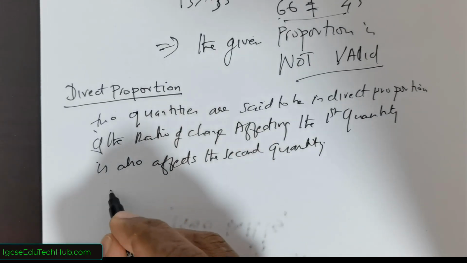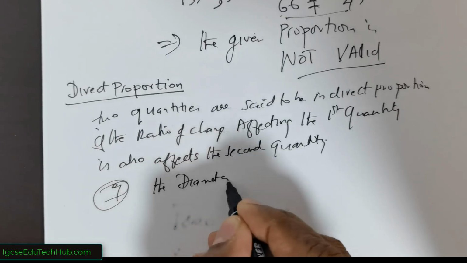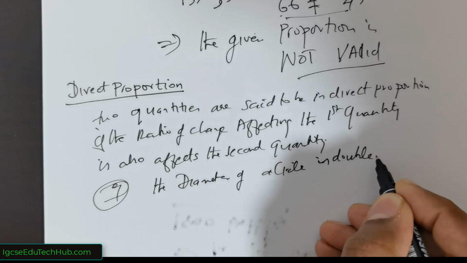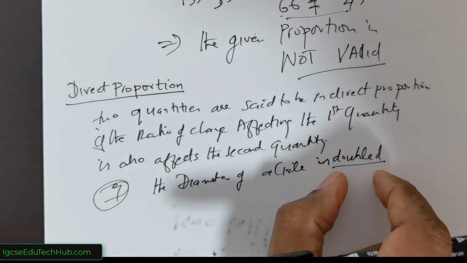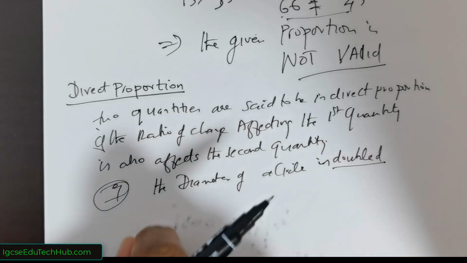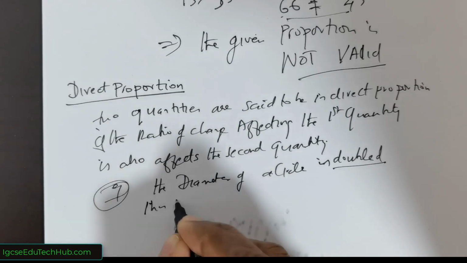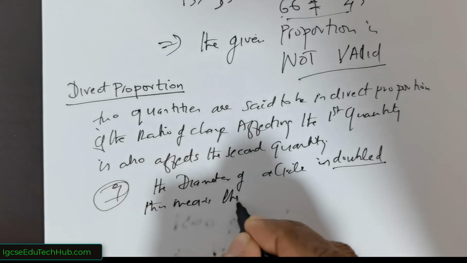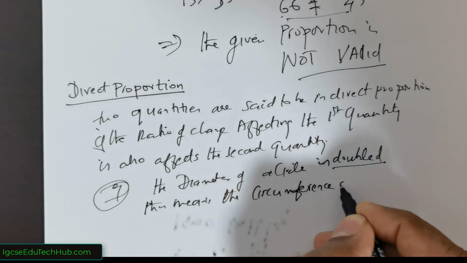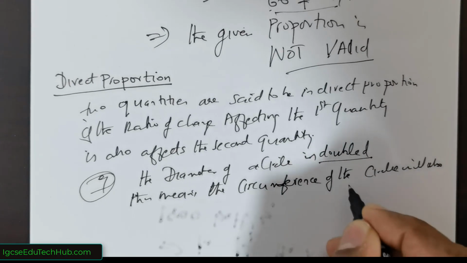For example, say the diameter of a circle is doubled. Now this is the change that is affecting the first quantity. Now the same change will affect the second quantity. This means the circumference of the circle will also be doubled.